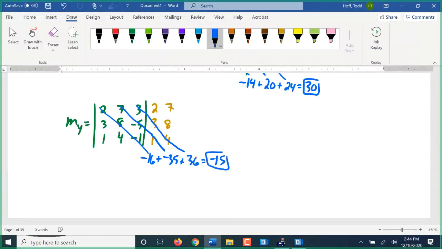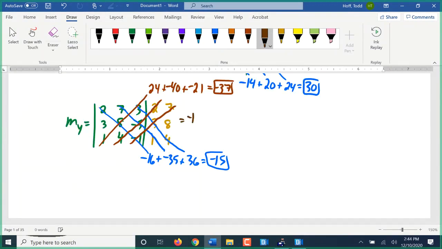Going up, 1 times 8 times 3 is 24, plus 4 times negative 5 is negative 20, times 2 is negative 40, plus negative 1 times 3 is negative 3, times 7 is negative 21, which is, what was that, negative 37 for the up diagonal. So our determinant is negative 15 minus a negative 37, which is a positive 22.